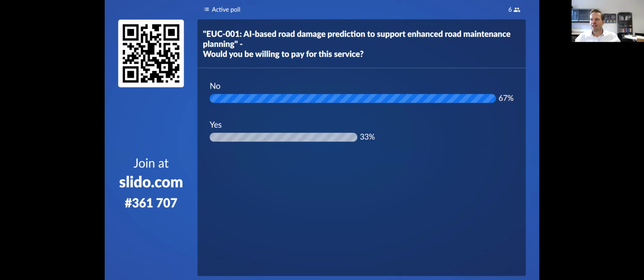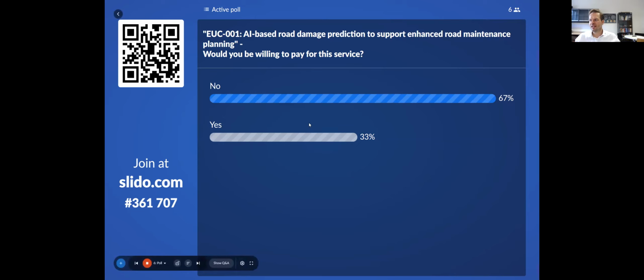So actually, two things are hidden in the question. First of all, the data needs to be relevant for you, of course. So it doesn't address the end user, but more the road operator. And then the question is, would you be willing to pay for it? I'm a bit in doubt if we get good volume of feedback here, but let's see how this works out.